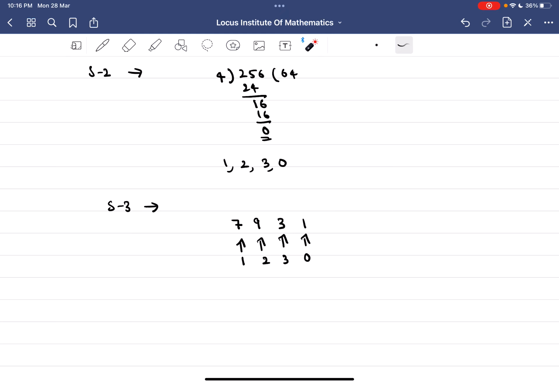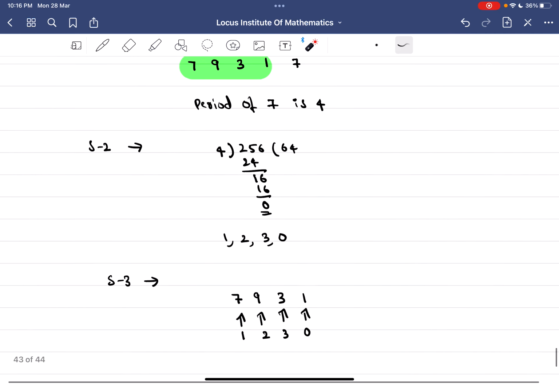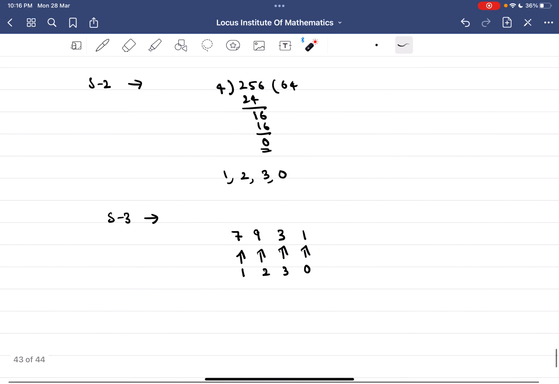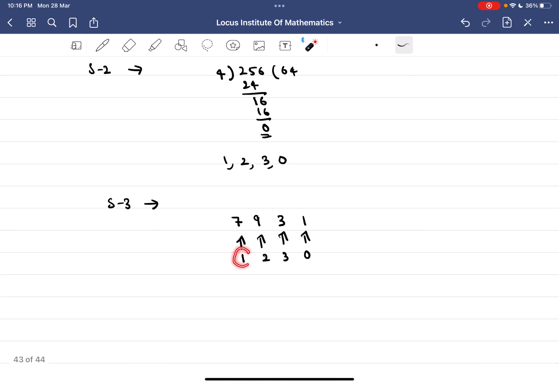So when you divide the power of a number by this period, if you get the remainder 1, then the last digit of that number will be 7. If you get the remainder 2, last digit is 9. If you get the remainder 3, last digit is 3. If you get the remainder 0, then last digit is 1.